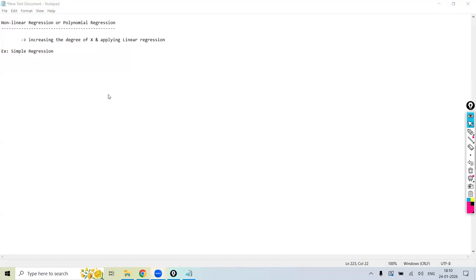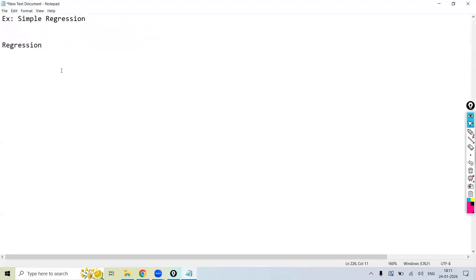Okay, done. So in the last class, we discussed regression. What are the regression projects we are having? This regression project is of two types. The first one is simple regression, and the second one is multiple regression. These are the two types of regression projects. And in reality, almost 99% of the projects are multiple regression projects.